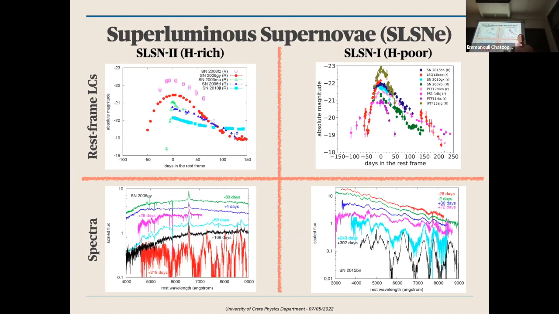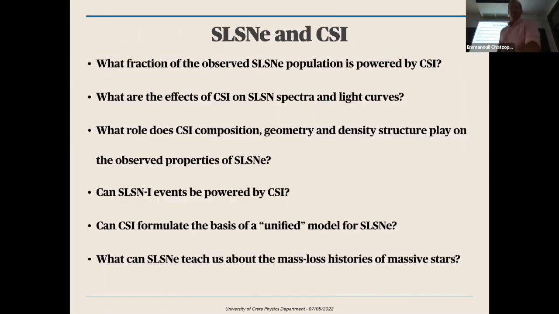So the question is, what is the source of this diversity? Is there a mechanism which powers the extreme luminosity of superluminous supernovae that's dominant? Are there many mechanisms at play? Or is this the natural result of the diverse environments you can have around massive stars? And that's a big question we're trying to address.